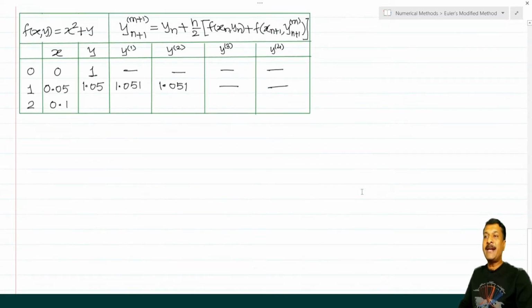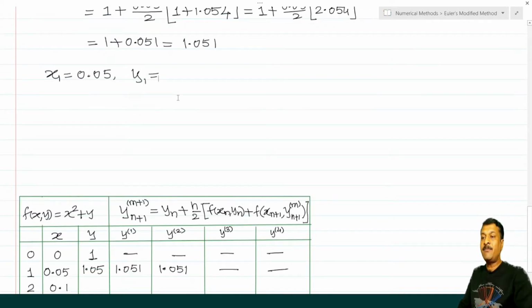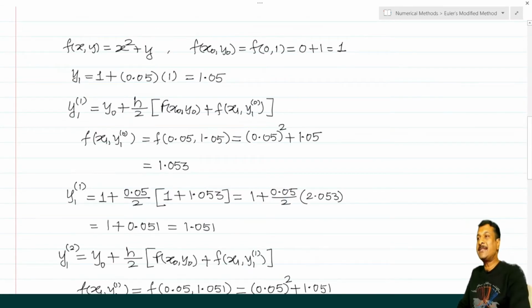1.051. So by the table you can observe that these values are similar. It means that I can finalize the value of y1 now. So I can write here the final value. X1 is fixed, that is 0.05. Y1 is now fixed. It is 1.051 by the table, and therefore f of x1 y1 with this y1, 1.051, we already have with this value. So I am getting that it is equal to 1.054. So you can consider this is step number 1 where I am going to find y1.